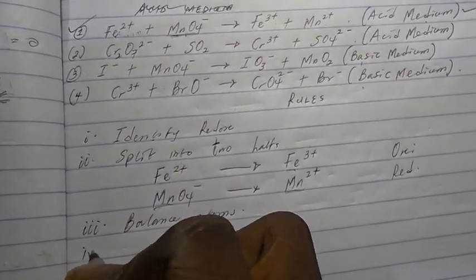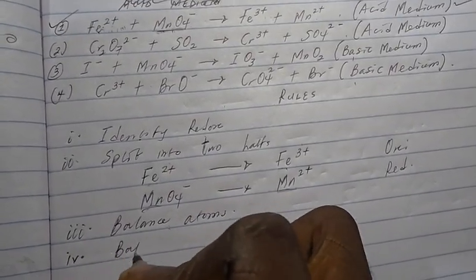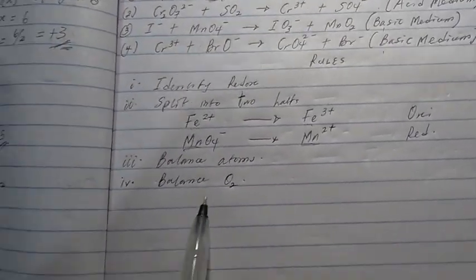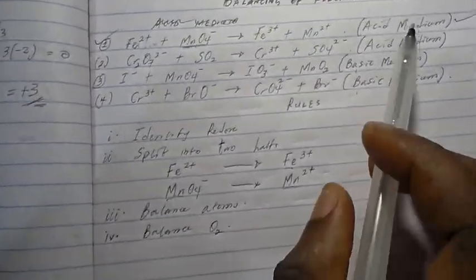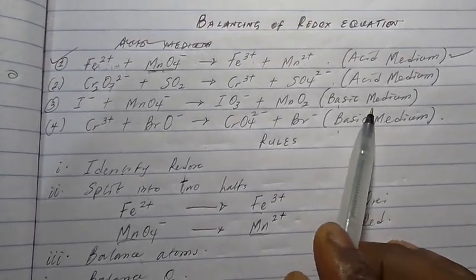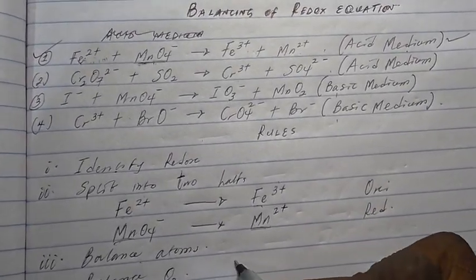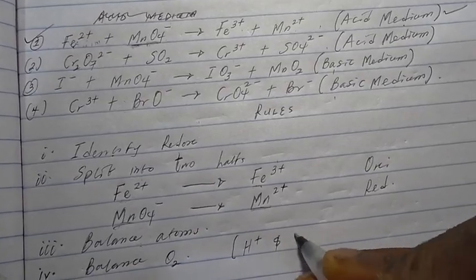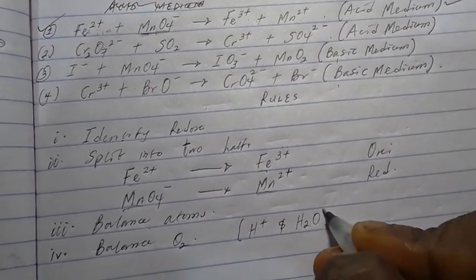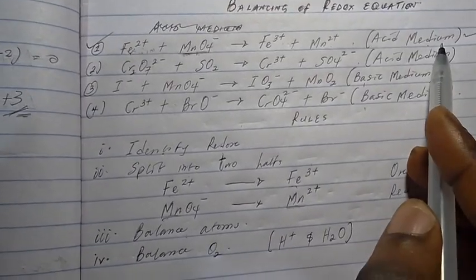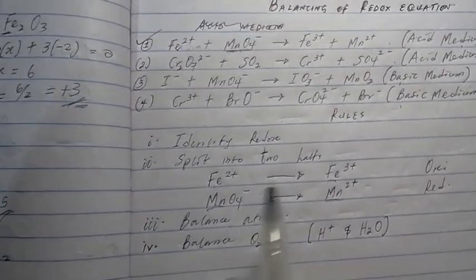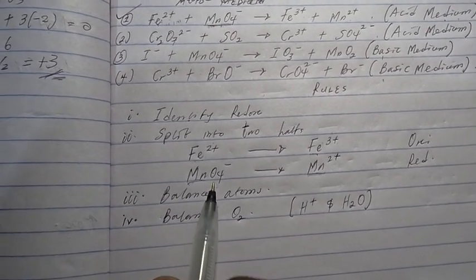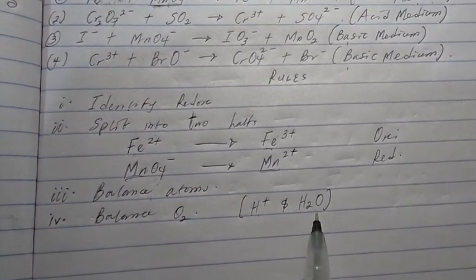Then the next step is to balance oxygen. For you to balance oxygen, it depends on whether it is acidic medium or basic medium. If it is acidic medium, I told you what you add: we are going to add hydrogen ion and water. The one we are dealing with is acidic medium. So there is no oxygen here, but in order to balance the oxygen here, we will add hydrogen ion and water.